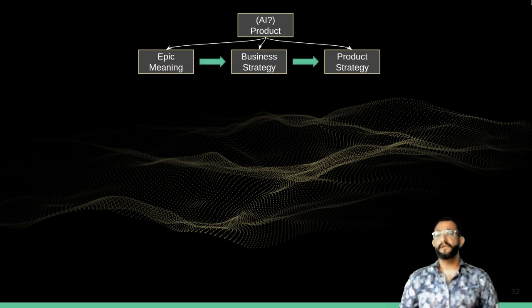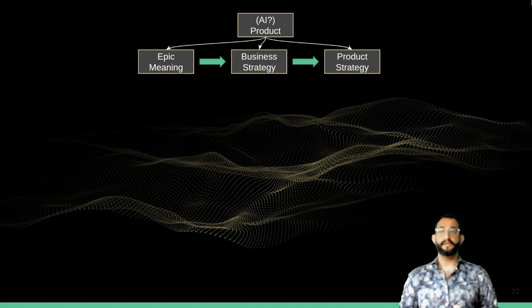These three components have a bit of a logical flow. You need epic meaning to define your business strategy, and you need that to define your product strategy. Otherwise, you might end up with a product that doesn't deliver on your business metrics or doesn't fulfill your ultimate goal.